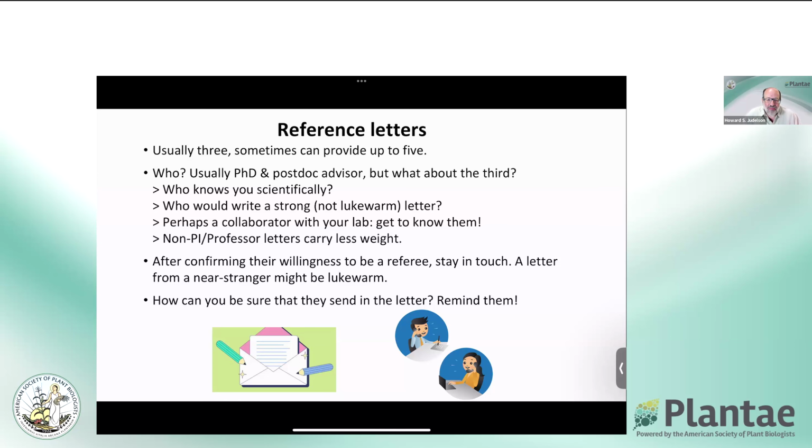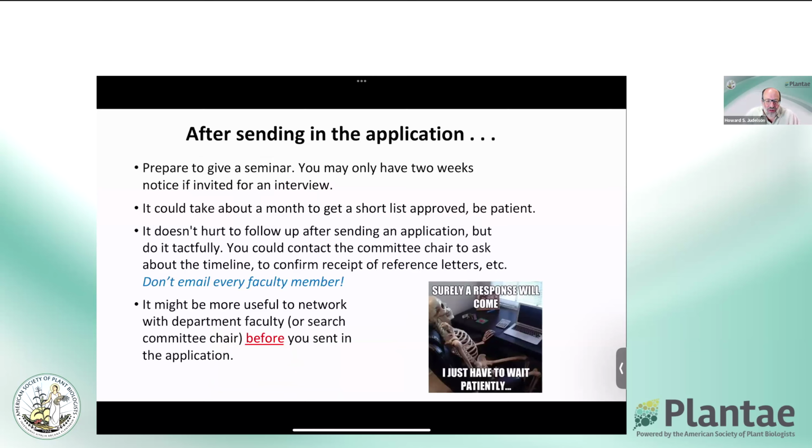Okay, next slide. Okay, so what do you do after you send in the application? Well, right after you send in the application, you should start working on a seminar. And this is because you may only have 2 weeks notice if you get an interview. And you don't want to say, oh, I'm not ready, I need a month to get ready. You want to be ready, we'll say, within 2 weeks after they contact you.